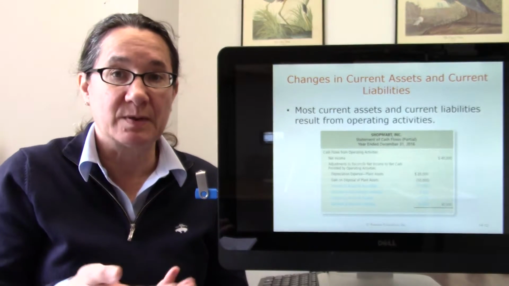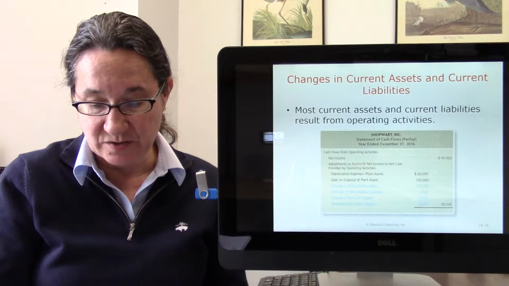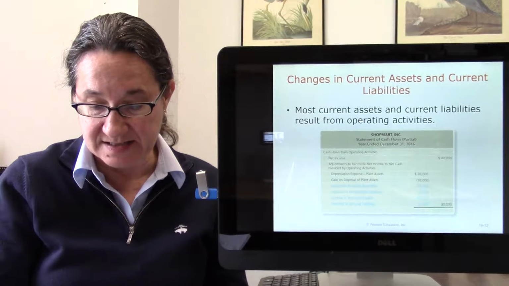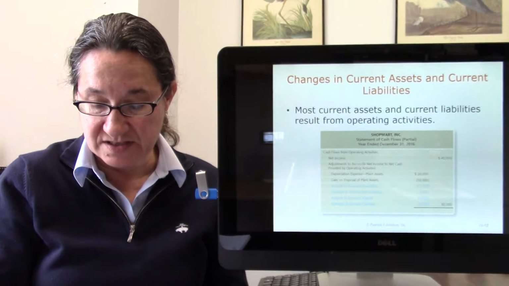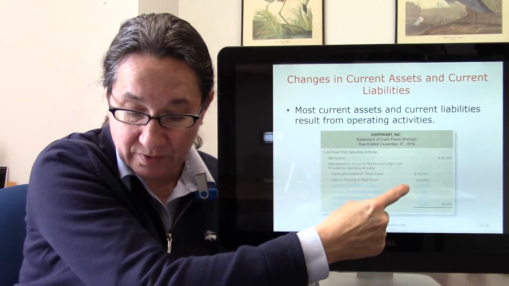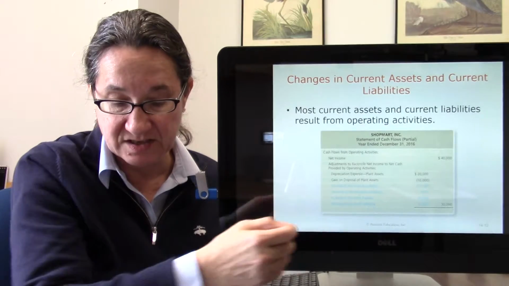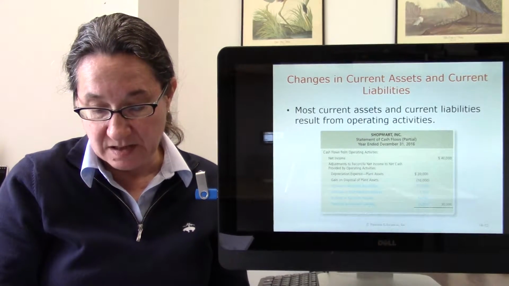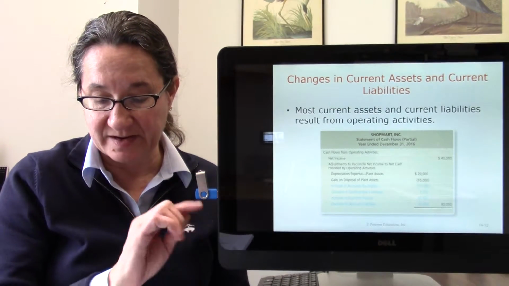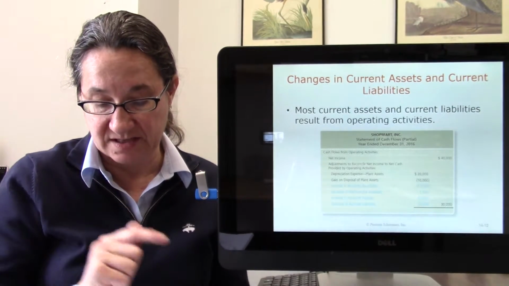If my supplies went up, that means I must have paid for some supplies, so I need to decrease cash. So you look through all your current assets and see what the change was, and an increase causes you to decrease cash, right? An increase in accounts receivable means you decrease cash. A decrease in merchandise inventory means you increase cash, because that means you sold some, so you got some cash from that. So a decrease in assets causes an increase in cash. It's kind of flipped. An increase in current assets causes a decrease in cash. A decrease in current assets causes an increase in cash.